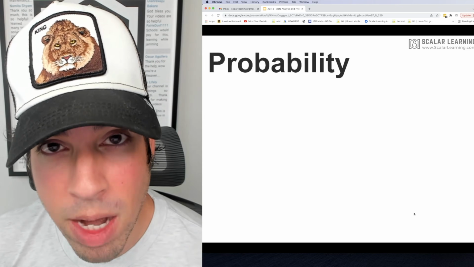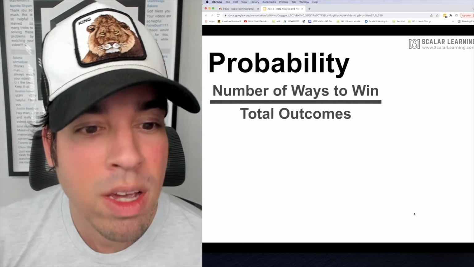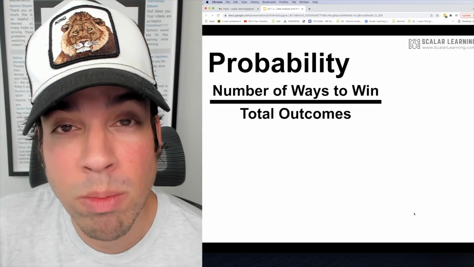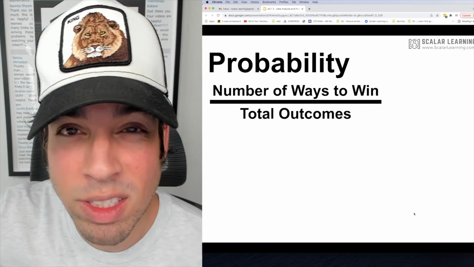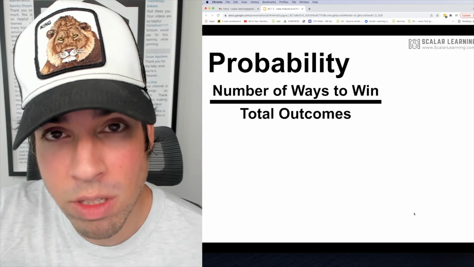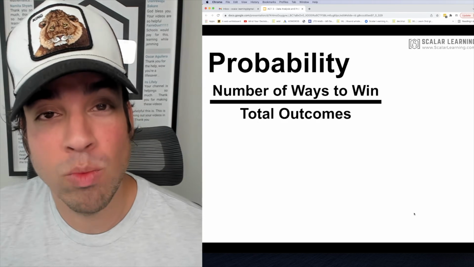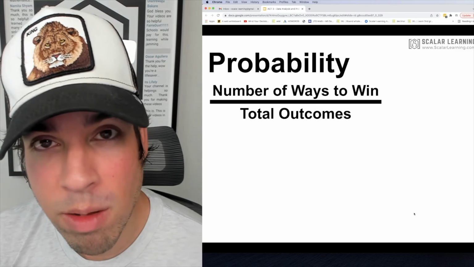Now we're going to talk about probability. So what is the definition of probability? Probability, very simply, is the number of ways to win divided by the total number of possible outcomes. So what does that mean? Let's say you're playing a lottery and there's 10,000 possible combinations of numbers you can choose, but only one that can win. So you would say your odds of winning that particular lottery would be 1 out of a total of 10,000.